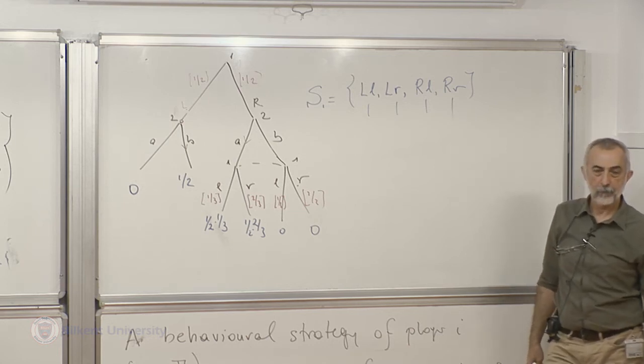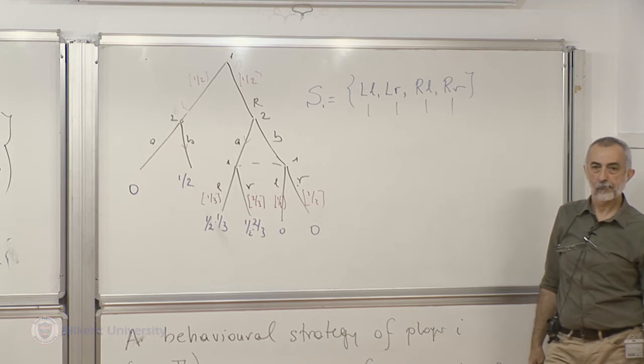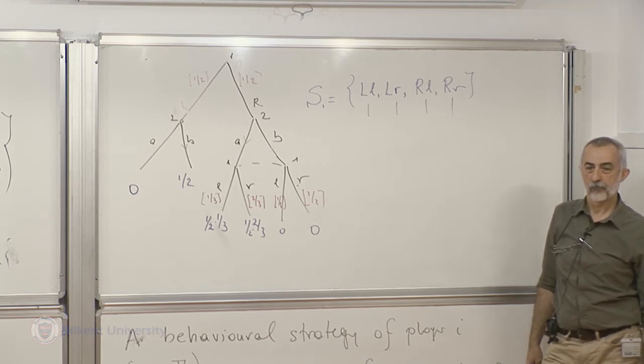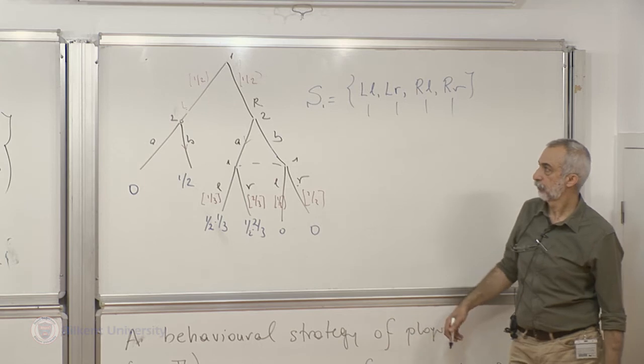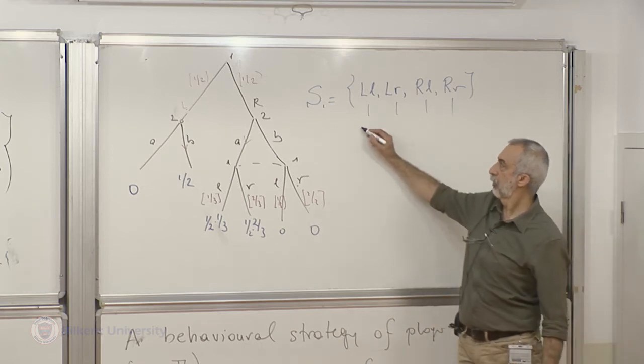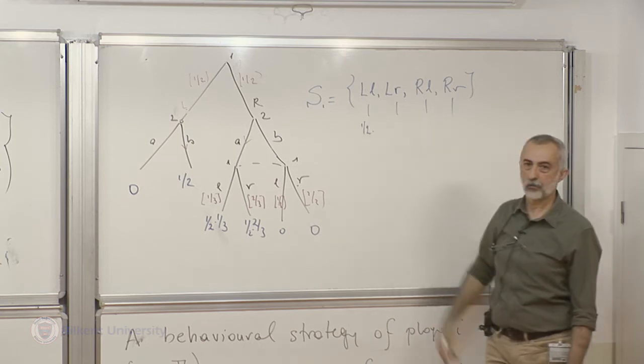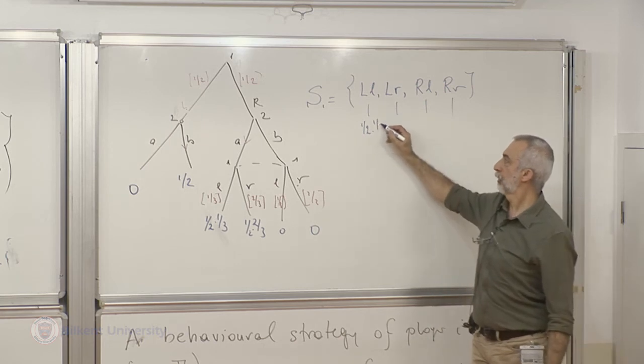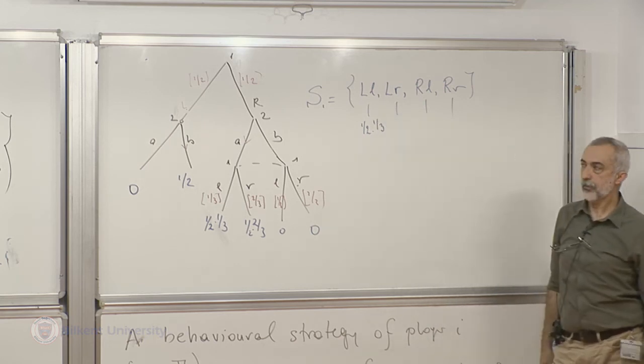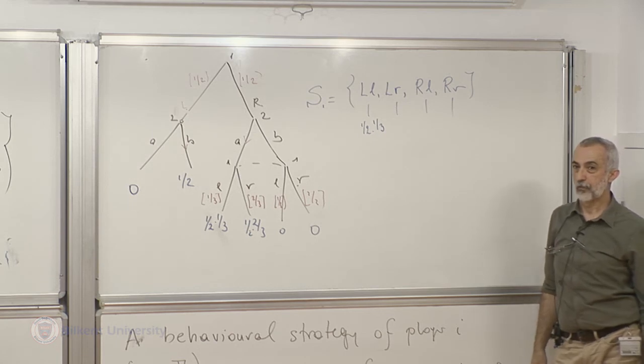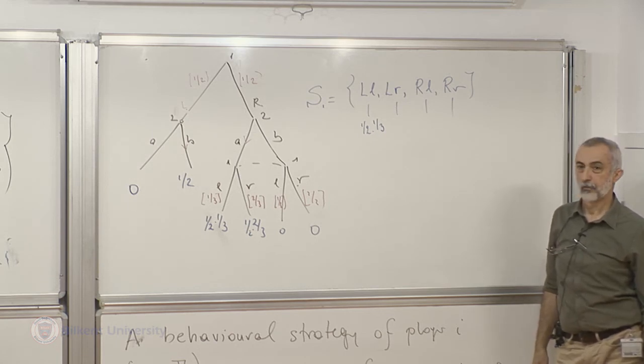Sorry? Like the independent probabilities, you can multiply them. For example, LL will be 1 over 2 times 1 over 3. Everybody agree with that?